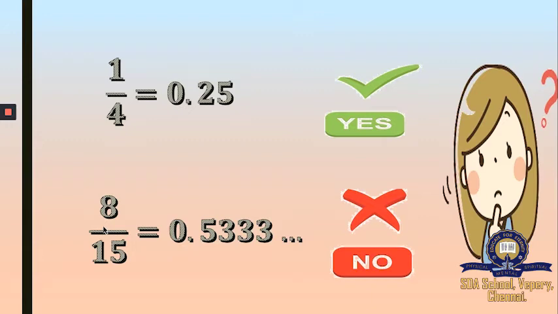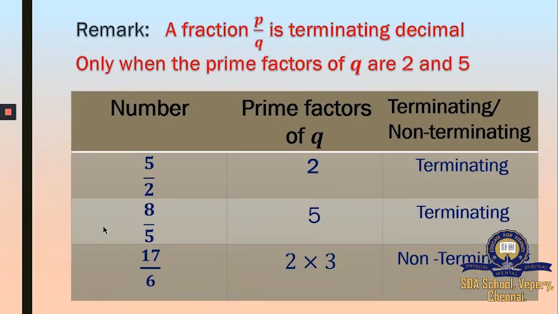Okay, come, let's see. There is one remark which you need to remember. A fraction p by q is a terminating decimal only when the prime factors of q are 2 and 5, where q is the denominator here, right? You have to express the denominator as prime factors. So in 5 by 2, the prime factor of 2 is 2 only. So it is a terminating decimal. In 8 by 5, the denominator q is 5. The prime factor of 5 is also 5. So it is a terminating decimal.